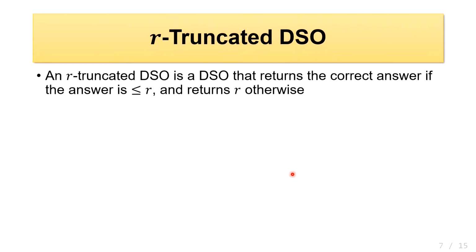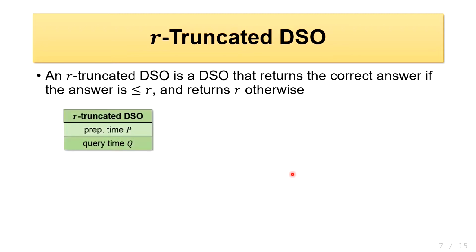To start, let me tell you how to reduce the problem of computing DSO to the problem of computing R-truncated DSO. What is an R-truncated DSO? It's a DSO that returns the correct answer if the answer is at most R and returns R otherwise. Recall that we are dealing with unweighted graphs, so the distances are at most n, and you can think of R as some small polynomial such as square root of n. That is, we only care about the short distances. For the long distances, we don't care.